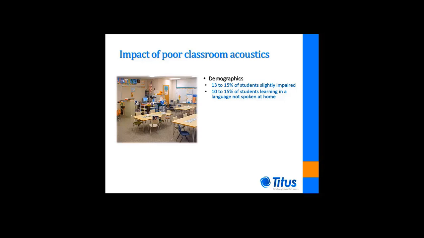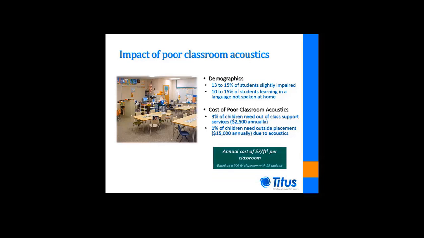Now let's look at the cost of poor classroom acoustics. 3% of students have hearing impairments that require out-of-class support services. The cost of these services average some $2,500 per year. Another 1% suffer from impairment so severe that they require outside placement into environments specially tailored for the hearing impaired, the cost of which averages around $15,000 a year. All this adds up to an annual cost of about $6,300 or $7 per square foot per classroom.